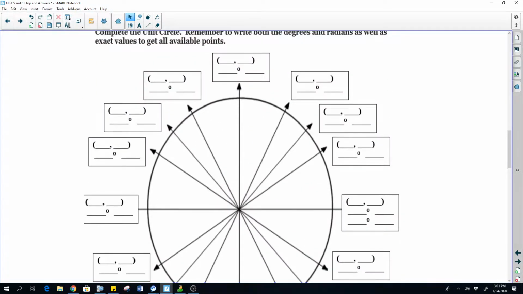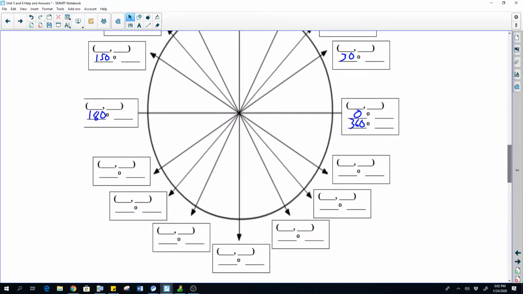Okay, so first of all, going for the degrees and then also radians. Starting off at 0 and going all the way around to 360, right? Each one of these is 30 degrees. So this will be 30. Skipping the little one, that's 15 degrees. So 30, 60, 90, 120, 150, 180 degrees. We're just adding 30 over and over again.